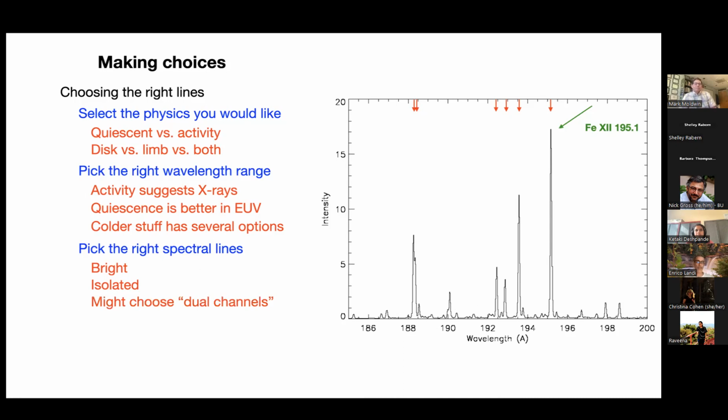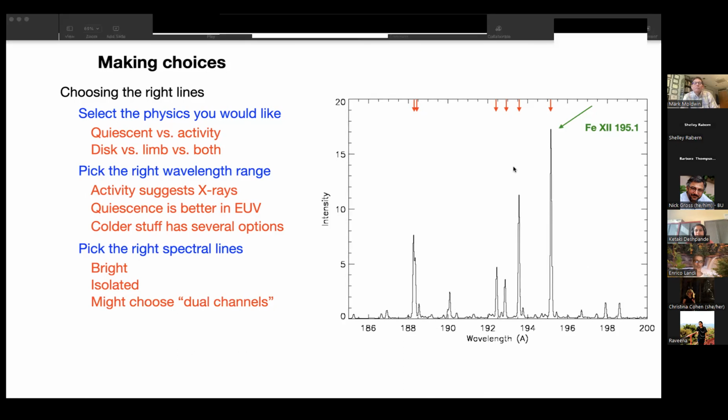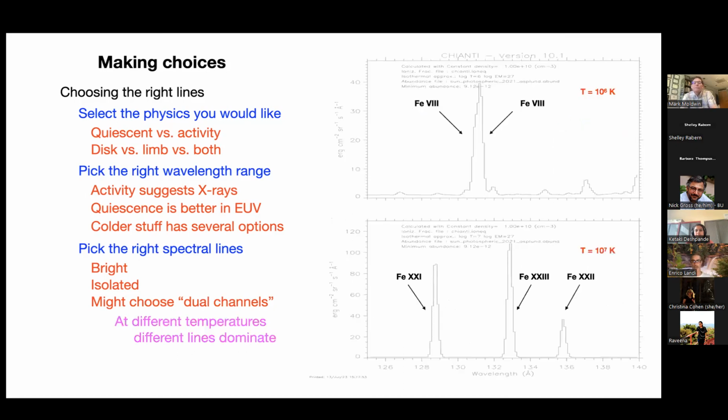Or I can say, okay, I might choose dual channels. I can do that on purpose. Here I have 195, but on 192, I have an extremely strong flare line, an iron 24 line. So, okay, I build a filter essentially in the middle so that I can see both of them, especially when a flare occurs. So this is how we make choices.